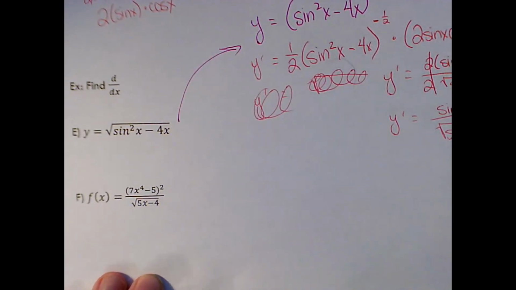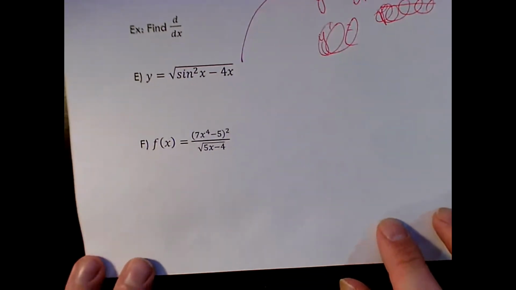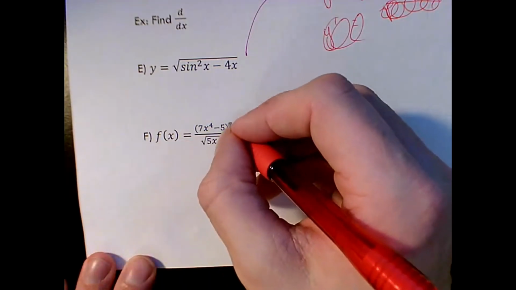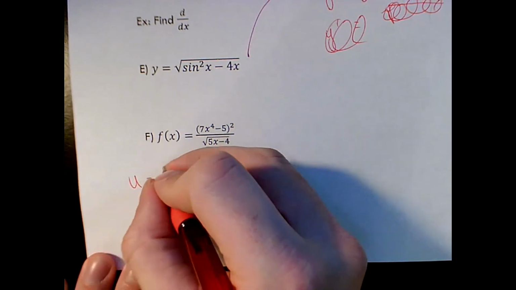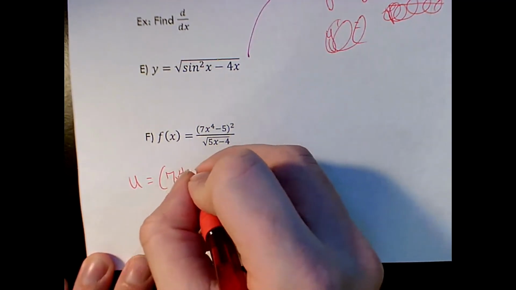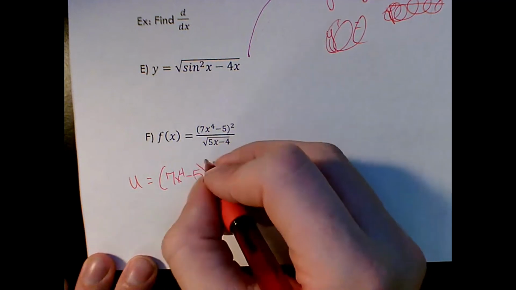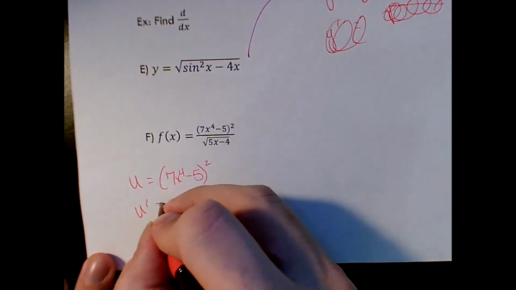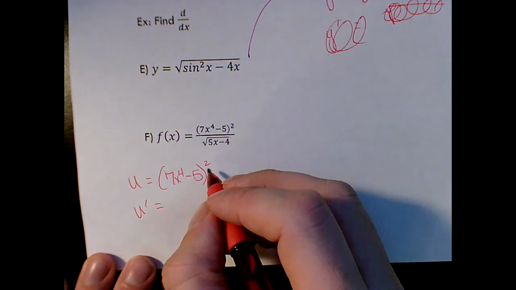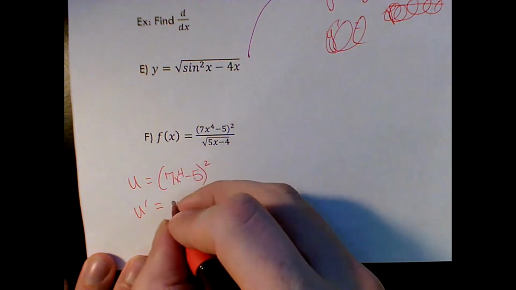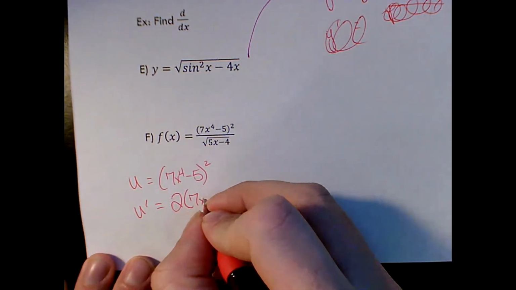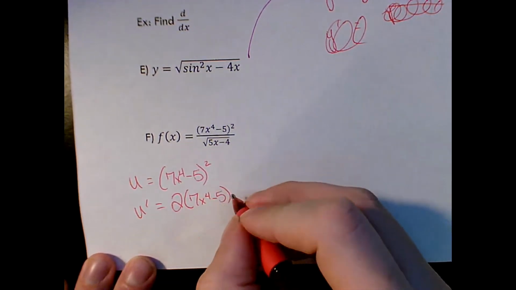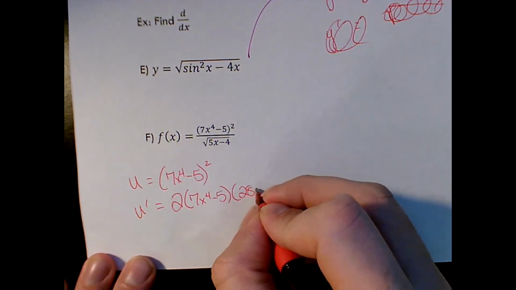F. Looks like what I'm going to do is I'm going to have quotient rule and then chain rule and then chain rule again. Gross. So my u is going to be 7x to the 4th minus 5 squared. U prime is going to be chain rule. So take the derivative of the outside, which means bring the 2 in front, leave the inside, and then multiply the whole thing by the derivative of the inside.